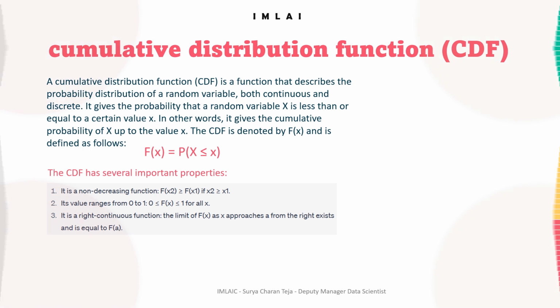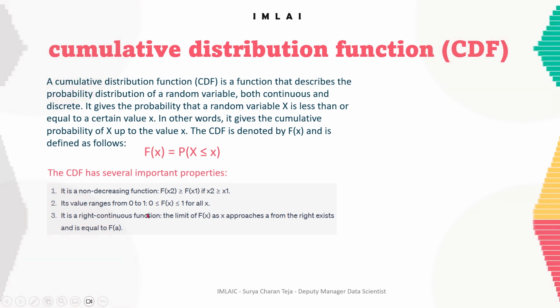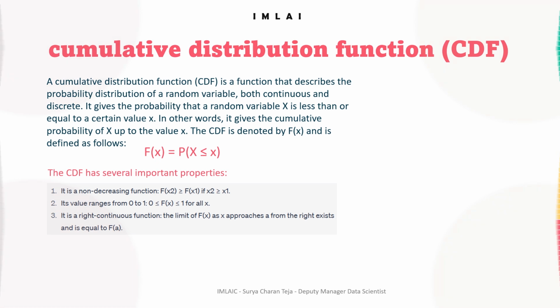So if you put it in mathematical notation, the limit as x tends to x plus of F of x becomes F of x for all x. And the CDF is normalized to 0 at negative infinity and to 1 at positive infinity.